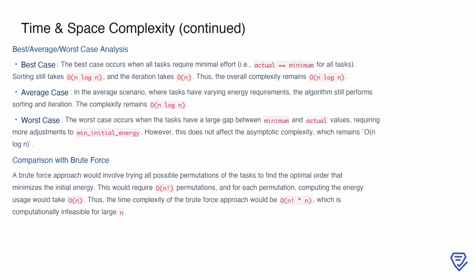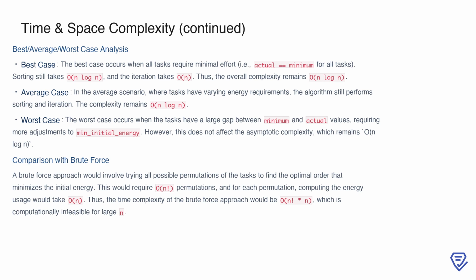Let's delve into the best, average, and worst-case scenarios for the algorithm. In the best case, all tasks require minimal energy, meaning the actual energy matches the minimum energy for each task. Here, sorting still takes O(n log n), and the single iteration over tasks takes O(n), giving a total complexity of O(n log n). In the average case, where tasks have varying energy requirements, the overall operations remain the same, sorting and iterating through the tasks, resulting in the same O(n log n) complexity. Even in the worst case, where tasks have large gaps between their minimum and actual energy requirements, the asymptotic complexity remains unaffected at O(n log n).